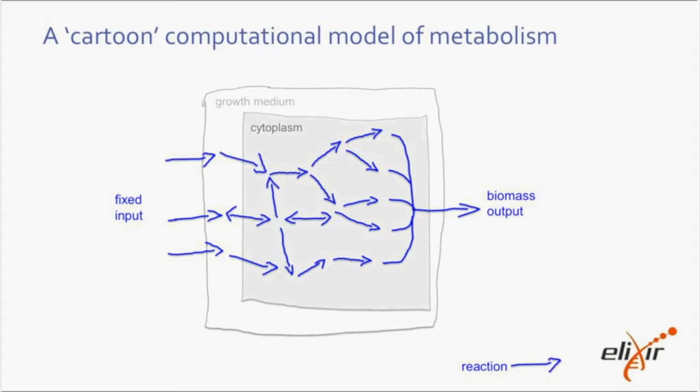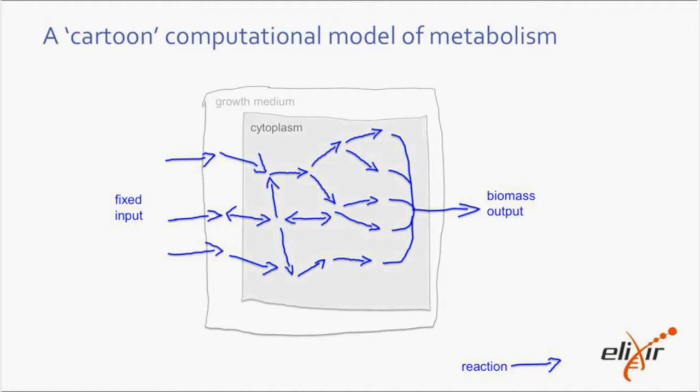We have a set of inputs which define the growth media. We have a biomass, which is the output. This is kind of like an objective function. If we can produce biomass, then this is a viable model. The model can be compartmentalized to some degree. Here we have a single compartment represented by the cytoplasm, but we can also have models with multiple individual compartments, particularly for complex eukaryotes.